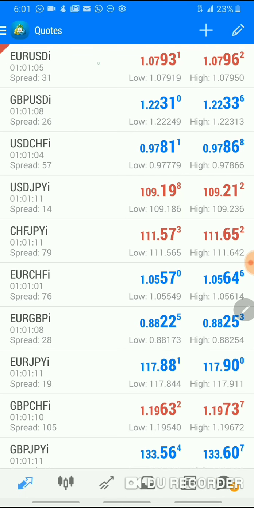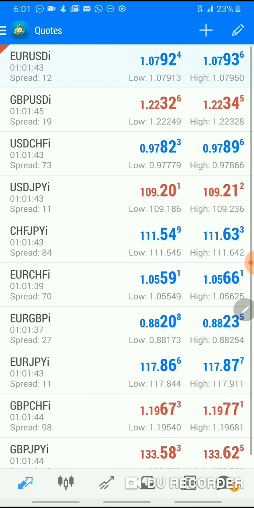So, for example, Euro USD would be a spread of 30, which will be 3 pips, right? GBP USD will be a spread of 26, which let's put at 2.6 pips, 2.4 pips, all right? USD CHF would be a spread of, let's put it at a rough round number, 80. That will be 8 pips.